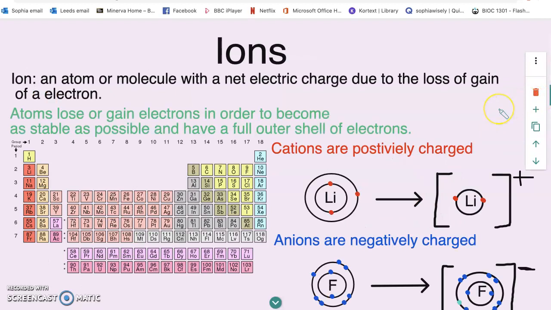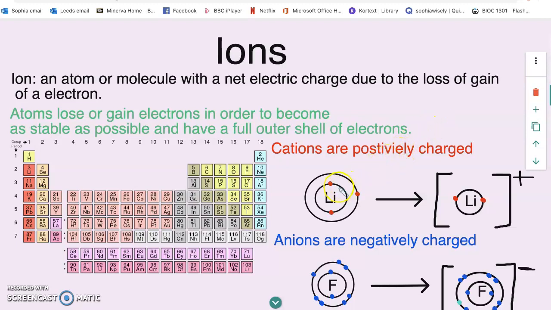Then if we move on to ions, an ion is an atom or a molecule with a net charge due to the loss or gain of electrons. So it means there's now a net charge and there will be more of either positive or negative particles in the atom. So atoms lose or gain electrons. It's really important that the proton number never changes. It's always the electrons that are either lost or gained, and this is done in order to become as stable as possible, so the atom has a full outer shell of electrons and then becomes an ion.